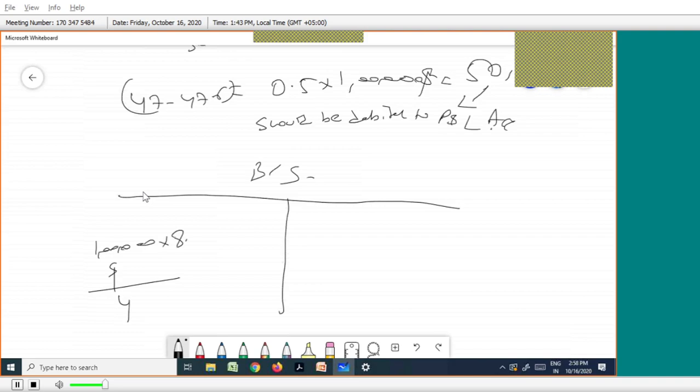$1 lakh into 80 rupees. While I am borrowing, it becomes $1 lakh into 80 rupees. This is my loan. Initial recognition: 1 lakh into 80 is 80 lakh. Why did I borrow this 80 lakh? To purchase the fixed assets. I am borrowing 80 lakh rupees from foreign, and I am purchasing fixed assets worth 80 lakhs.